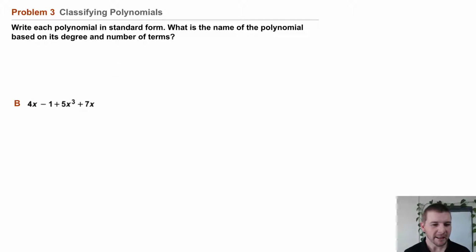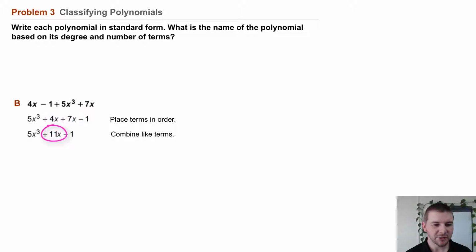B, 4x minus 1 plus 5x cubed plus 7x. To rewrite in standard form, place the terms in order. That's going to be 5x cubed plus 4x plus 7x minus 1. But notice we have 2 different terms where x is raised to the power of 1. Those are like terms, and we can combine them. So now we get 5x cubed plus 11x minus 1. We can state this is a cubic trinomial. Cubic because it's degree 3, trinomial because it's made up of 3 different terms.